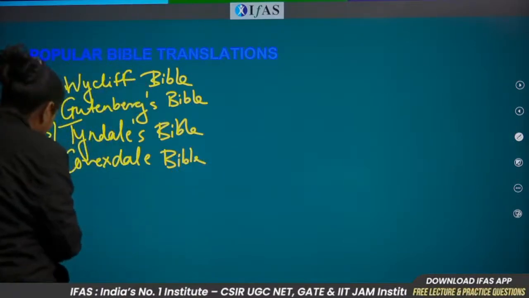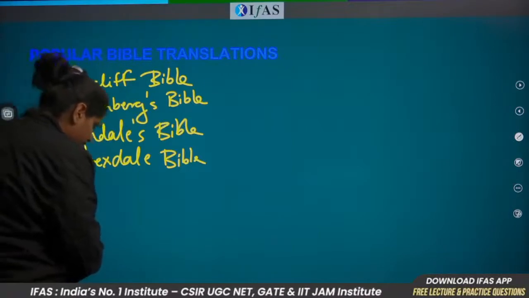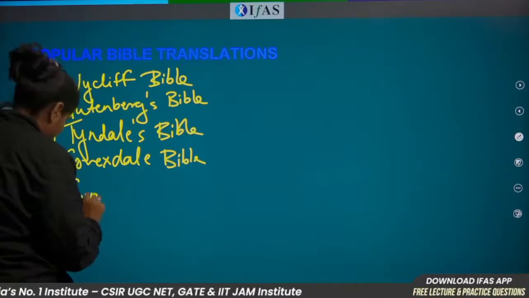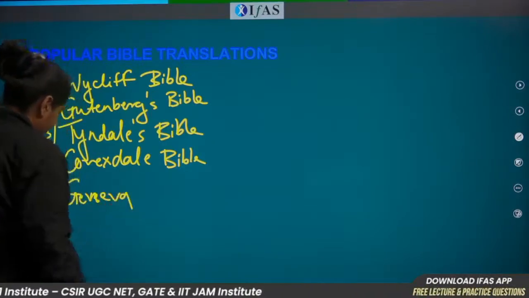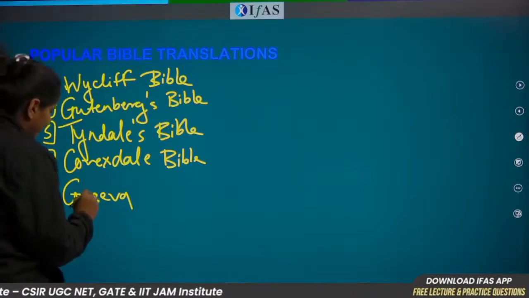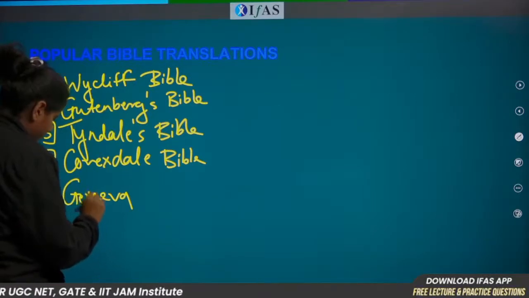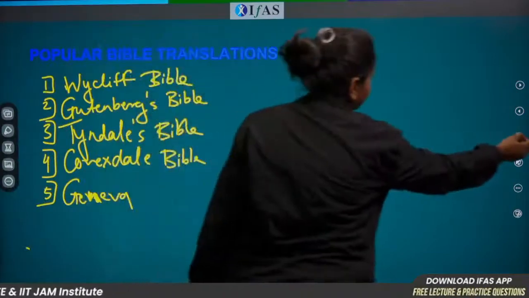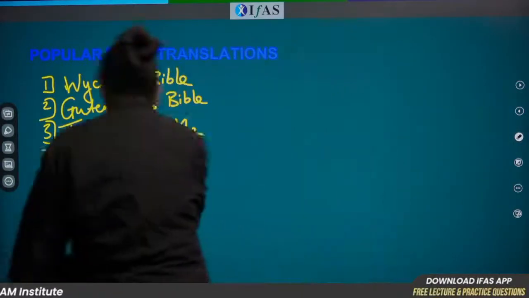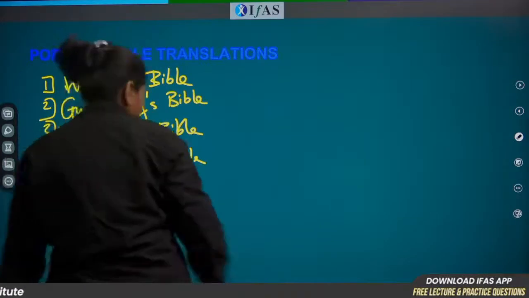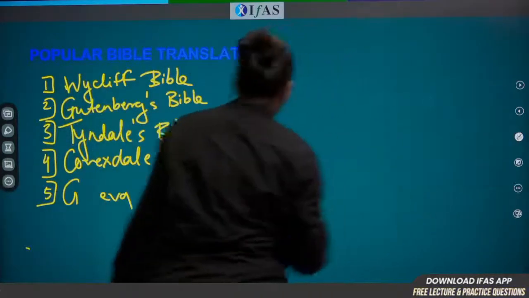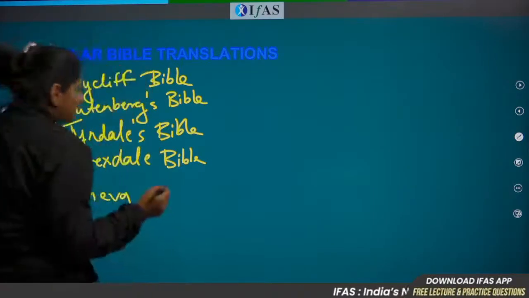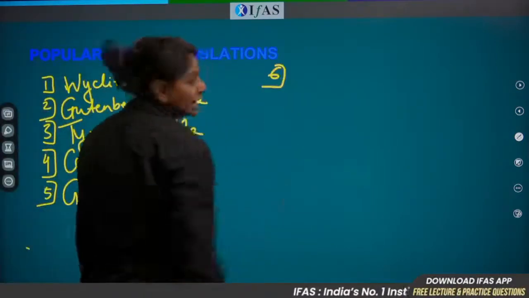The next important Bible is the Geneva Bible. Okay, Geneva, this is N. I hope it is clear. I'll write it again. So what is it called? It is the Geneva Bible. Okay, the next important Bible is called the Bishop's Bible.